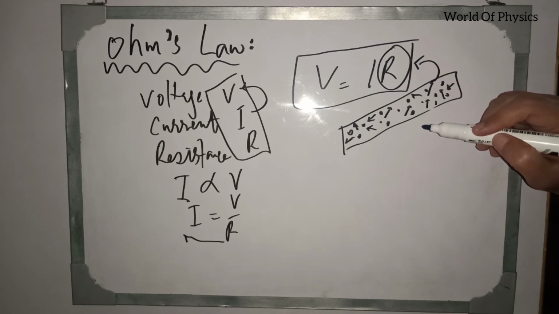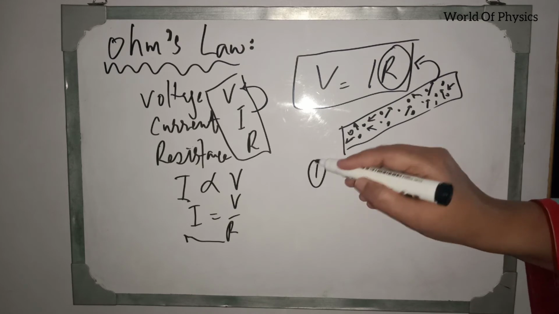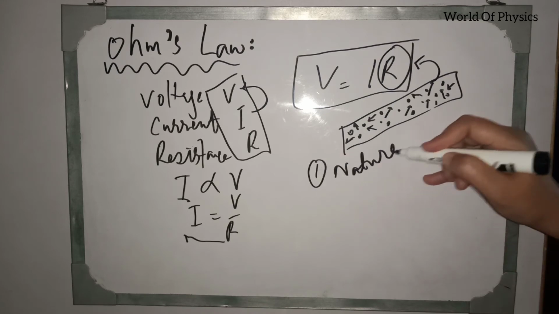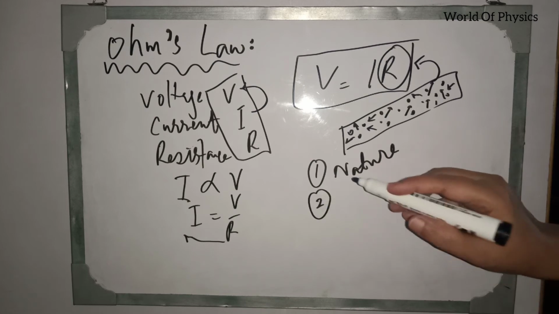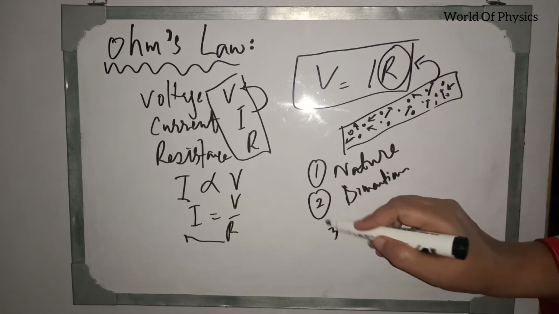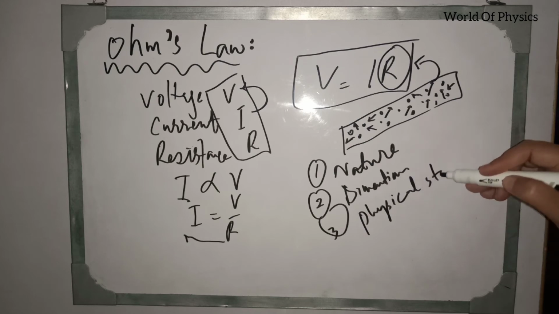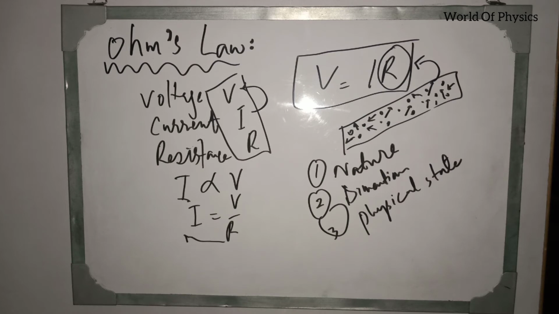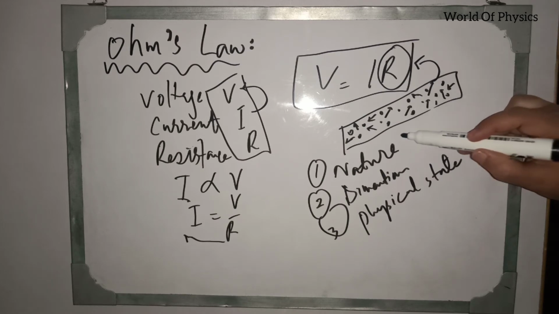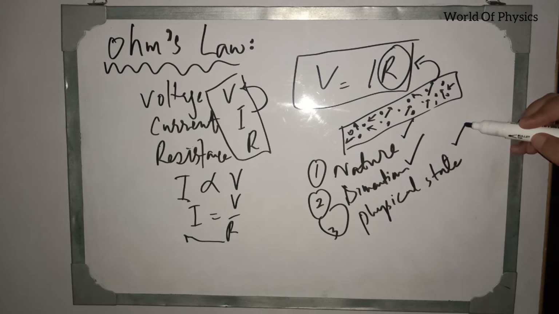And the resistance of any material or conductor depends upon three factors. Number 1, it depends upon the nature of the conductor. Number 2, it depends upon the dimensions of the conductor. And number 3, it depends upon the physical state of the conductor.